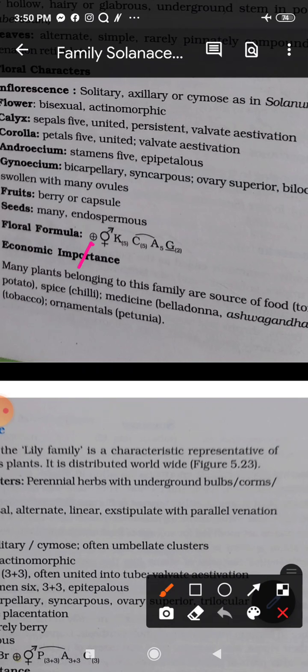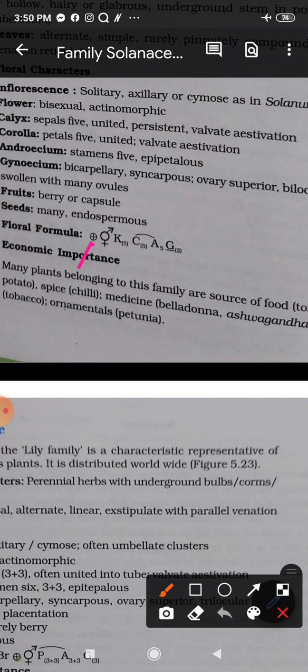It is a characteristic representative of monocotyledonous plants, right? Monocots, you remember, you've studied monocots and dicots previously, right? Having a single cotyledon, leaves with parallel venation, and roots are adventitious. These are three common characteristics of a monocotyledonous plant, right? It is distributed worldwide, meaning everywhere.